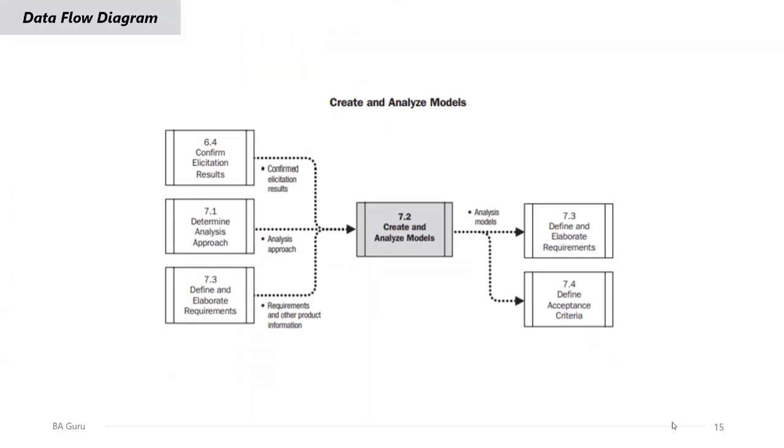So as you can see from this data flow diagram, which is one of the data models we are going to explain in this lecture, create and analyze models will have inputs from the confirm elicitation results process, determine analysis approach, and define and elaborate requirements. And the outputs of this process will be very useful while you are defining and elaborating the product requirements and when defining the acceptance criteria.